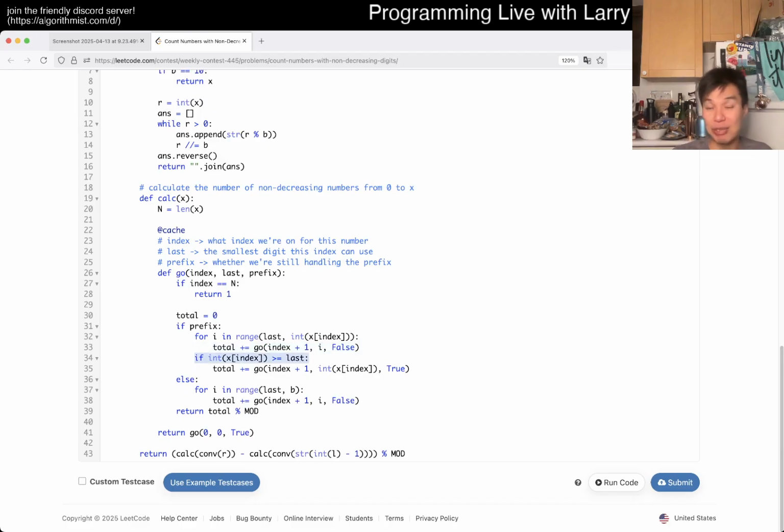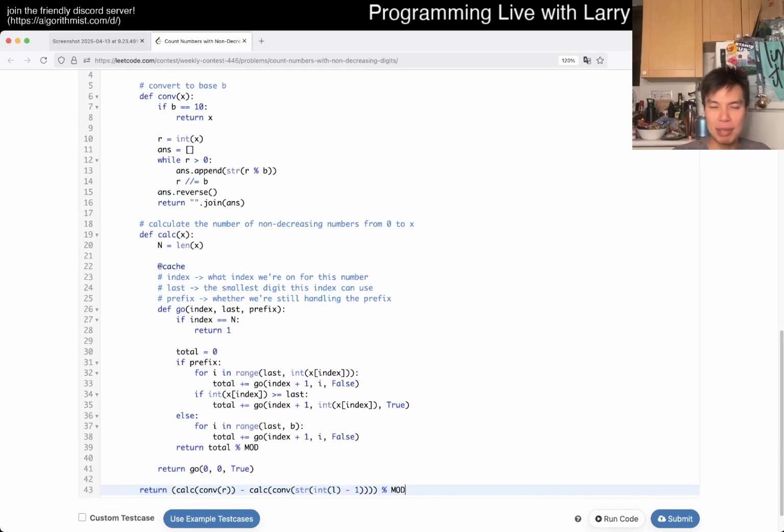Otherwise, we have this constraint, which I did miss for a wrong answer, in case you're wondering: if this digit is still greater than the last digit, which makes the constraint true, then we just keep going, right? Updating the last digit, updating the index, and keeping the prefix as true. And that's pretty much it. If we don't have prefix anymore, we go here, which is the thing that we had where we can do quote-unquote anything as long as we are bigger or equal to last. And that's it. That's all I have for this one.